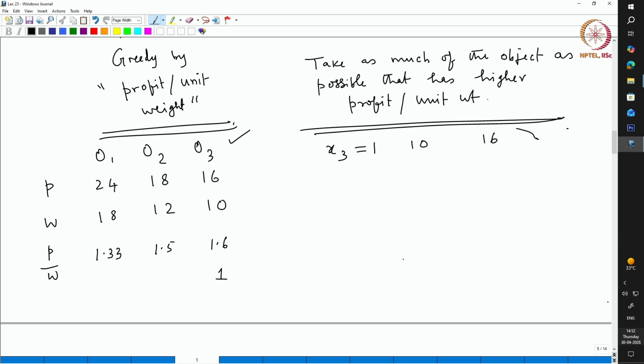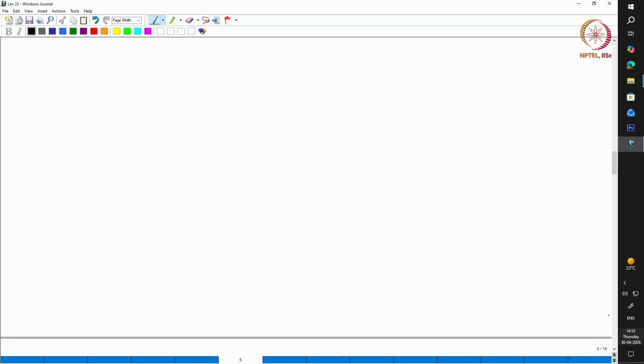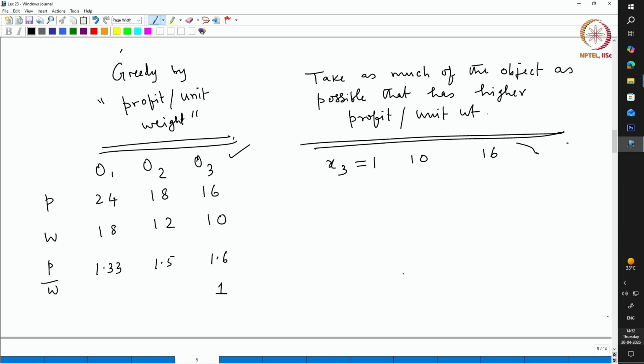Out of 20, 10 is already consumed. You have taken 1 unit of O3 and put it in the bag, that has taken away 10 units, and the remaining is 10. For the remaining 10, I am going to take the next one with a higher profit per unit weight, that is O2. So, I am going to take O2 as much as possible. How much can I take? I am left with 10.